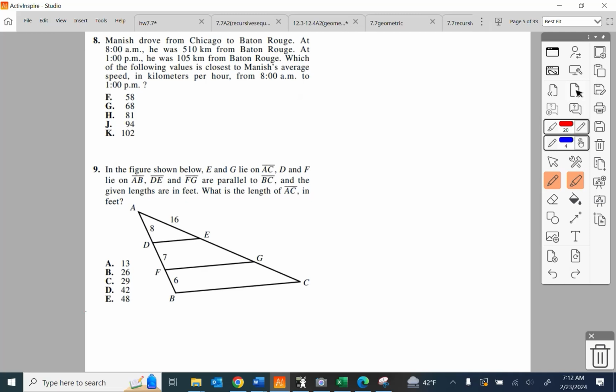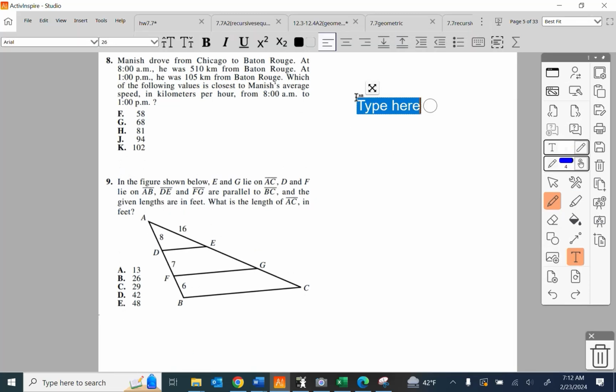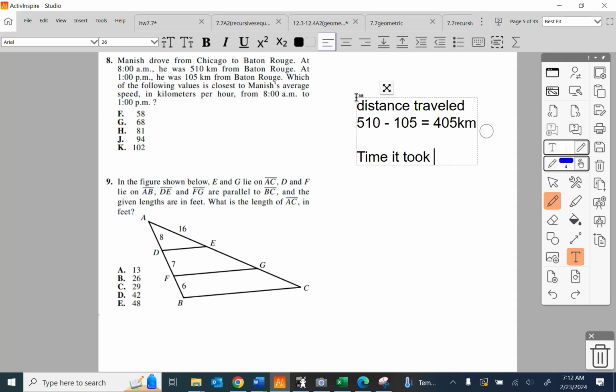Manish drove from Chicago to Baton Rouge. At 8 a.m., he was 510 kilometers from Baton Rouge. At 1 p.m., he was 105 kilometers from Baton Rouge. Which of the following values is closest to Manish's average speed in kilometers per hour from 8 to 1? So let's see how far he traveled. I'm surprised they used kilometers. I mean, this is America. Distance traveled is going to be 510 minus 105. Push the buttons if you have to. 405 kilometers. The time it took was 8 to 1, which is 5 hours.